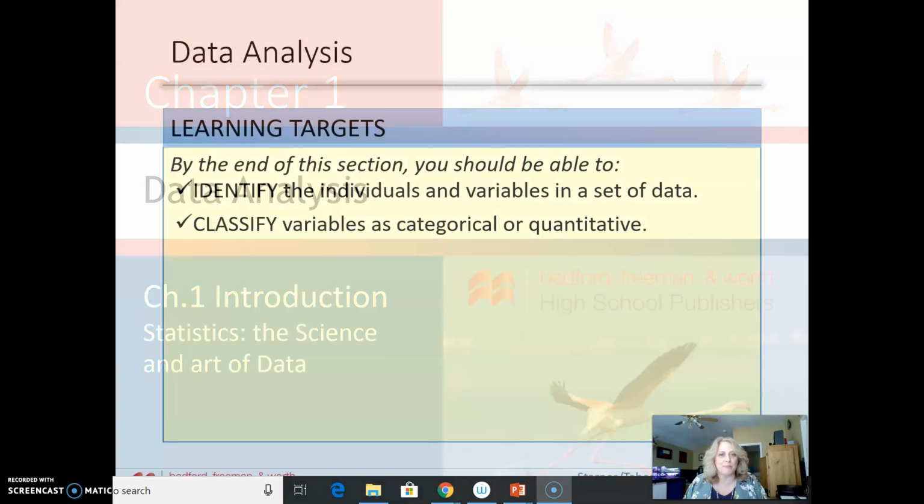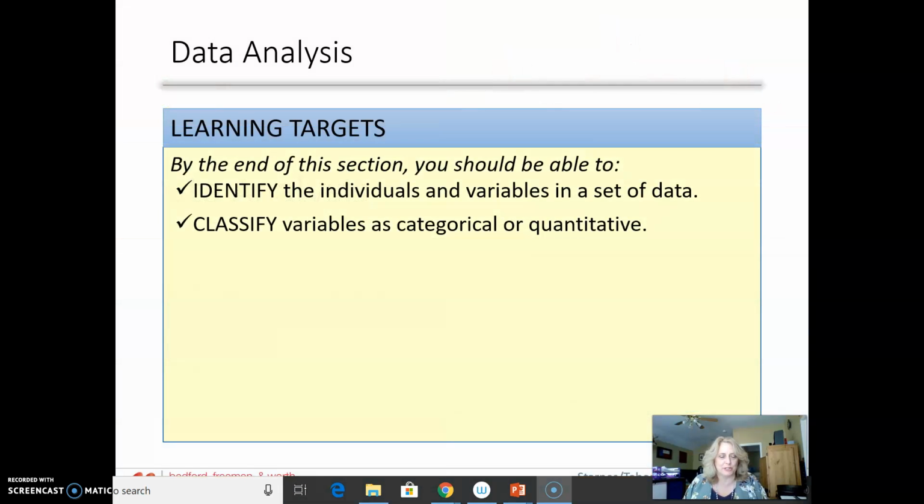So at the top of your notes page, there's room to write in your learning targets. You can pause this video now if you want and write those learning targets in. What we're talking about today is how to identify the individuals and variables in a set of data, and how to classify variables as categorical or quantitative.